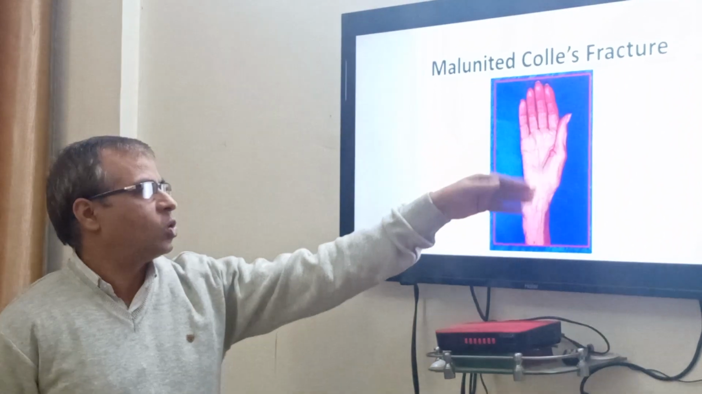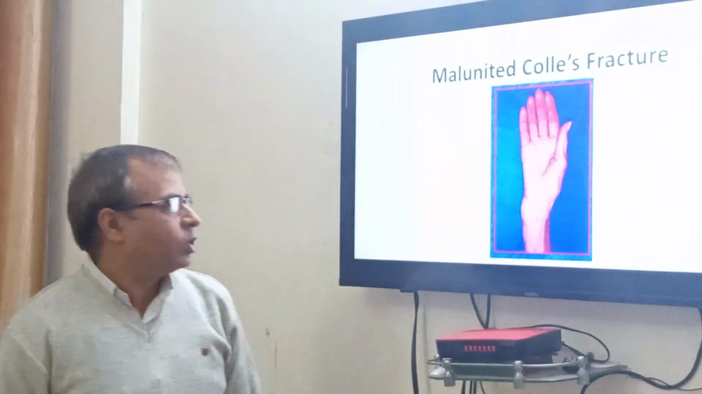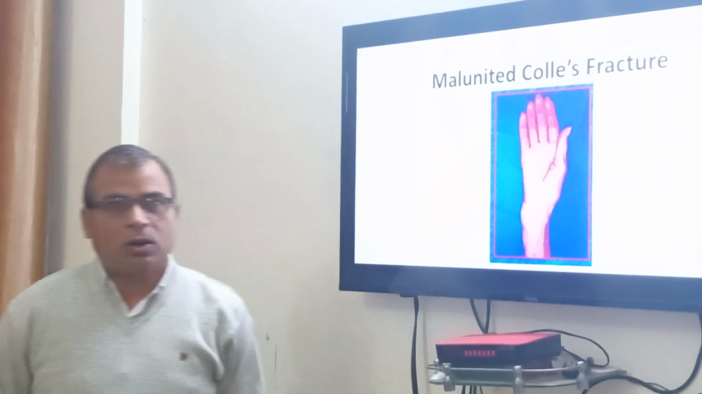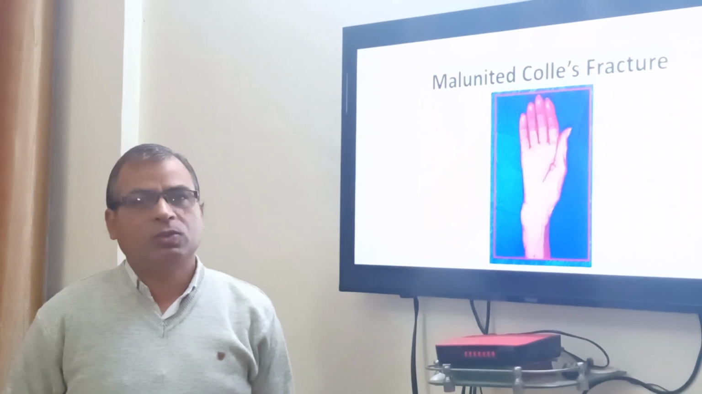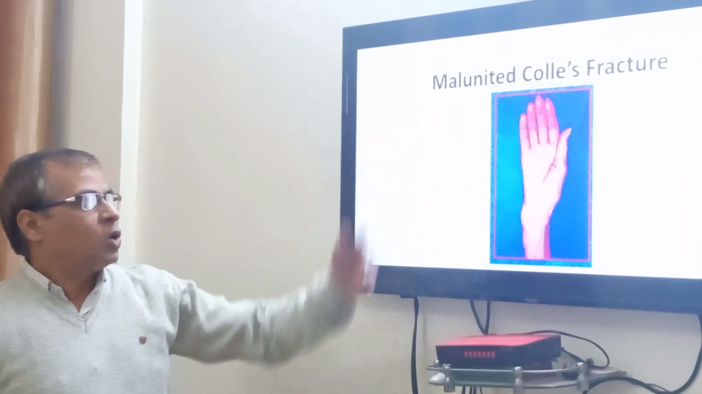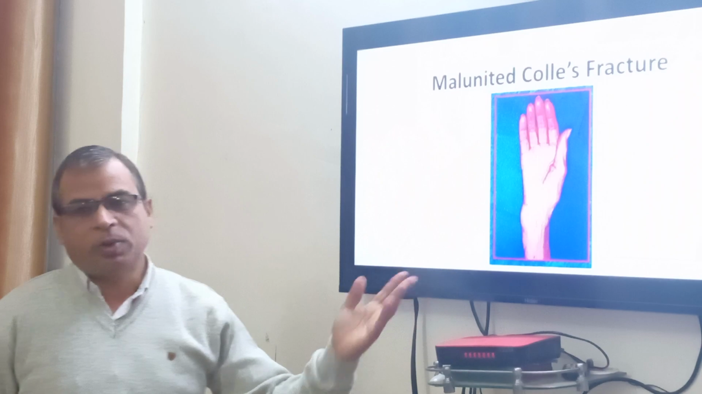This is the deformity of Colles, that is the dinner fork deformity. If the reduction is not properly done by the surgeon or the chief who applies the plaster, there are chances of a malunited Colles fracture, and there will be many deformities.